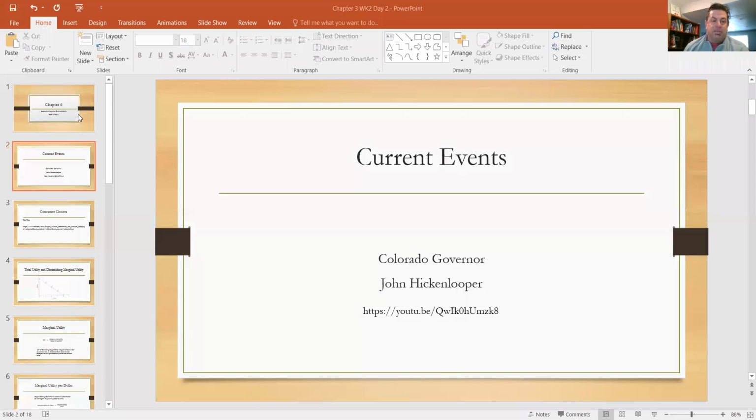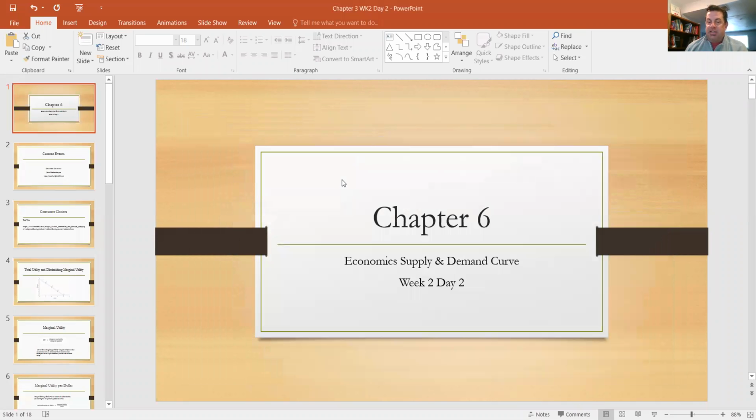Alrighty, go back up to the top here. This will be chapter 6, economic supply and demand curve, week 2, day 2. Chapter 3 was a pretty big bear to swallow, so I hope you got through that. It was really important that you read that entire chapter and understand the supply and demand curves. In chapter 6, we deal a little bit more with utility, which we had talked about before, and its effect on the demand curve. So we'll go ahead and start talking about that.